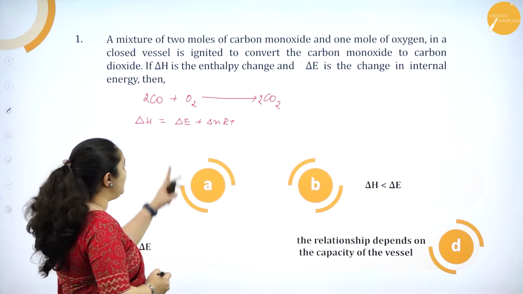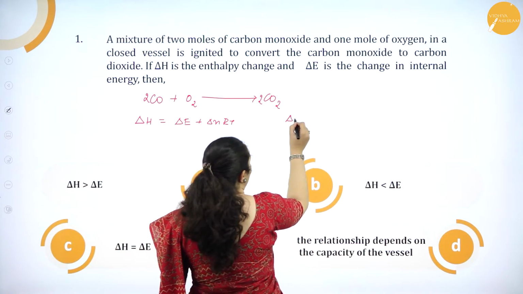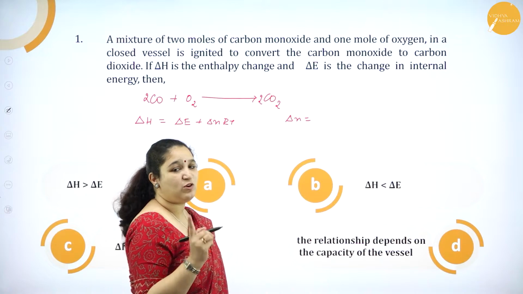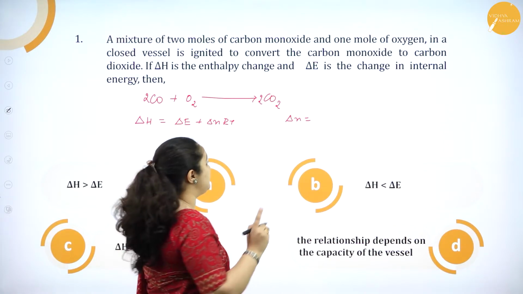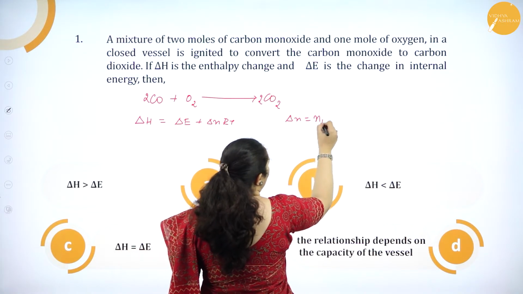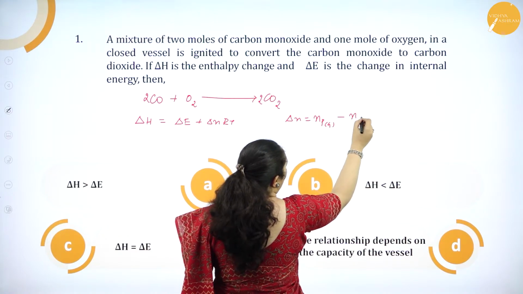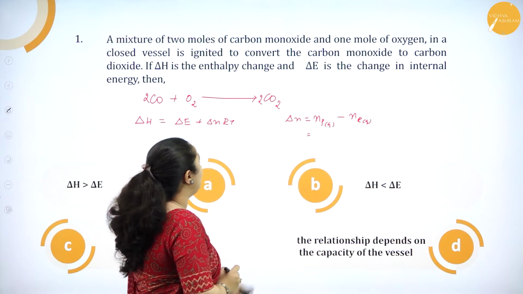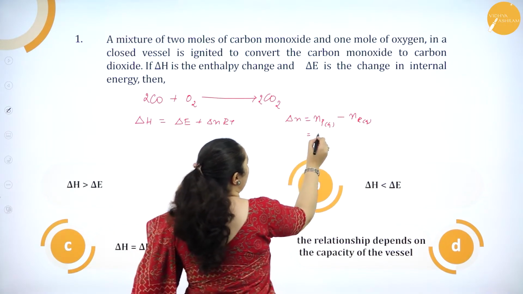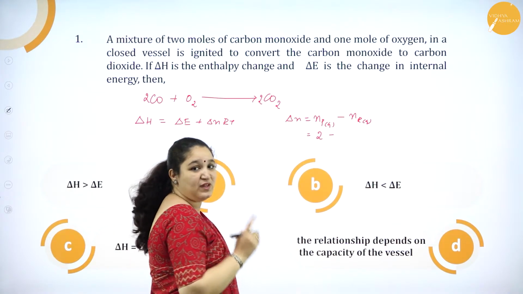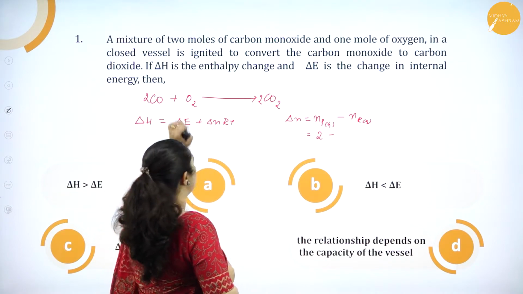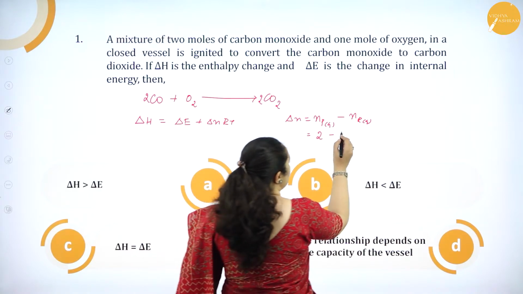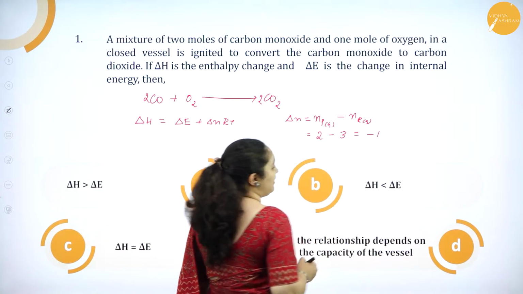Correct? Now what is delta n? Delta n is number of moles of gaseous products minus number of moles of gaseous reactants. So what is the number of moles of gaseous product? 2, because carbon dioxide is a gas. Reactants, it is 2 plus 1 because both carbon monoxide and oxygen is a gas. So this is 3. So the answer will be minus 1.